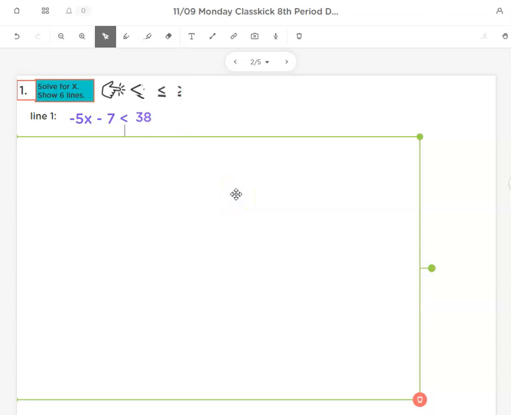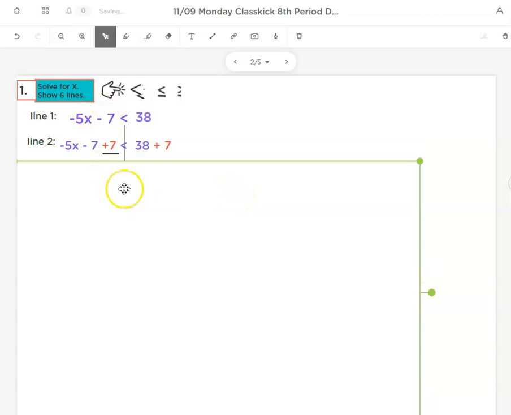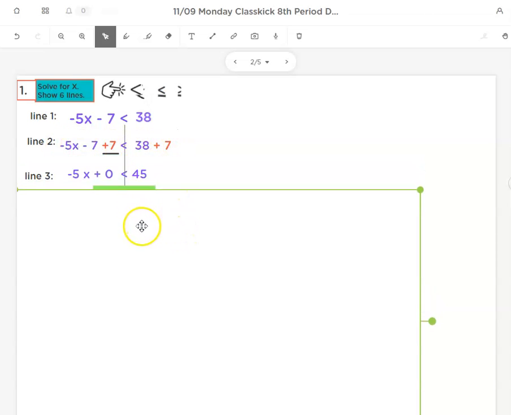The first step is to do the opposite of the add or subtract. So in this case, we're going to add 7 to both sides, line 2. Then we're going to go ahead and solve each side separately. So if we solve the left-hand side, a minus 7 plus 7 is 0. 38 plus 7 is 45.